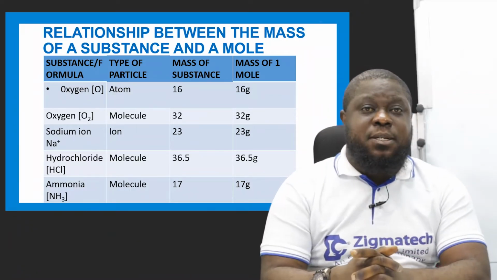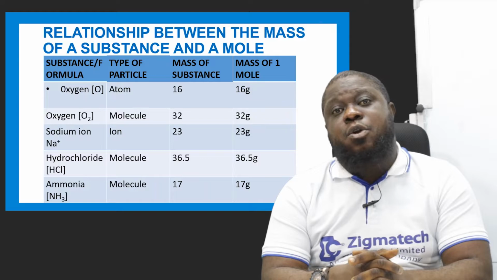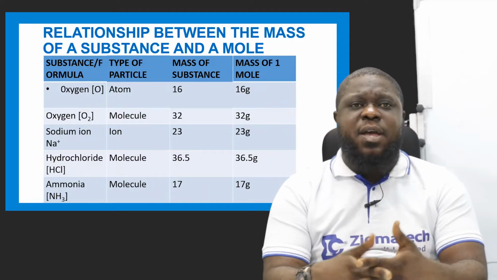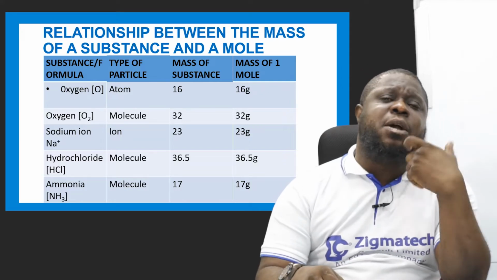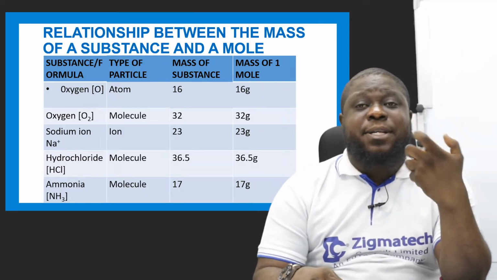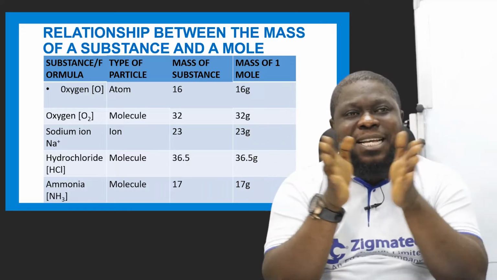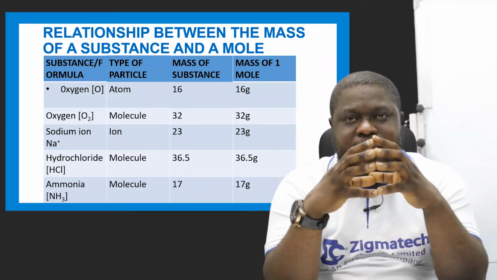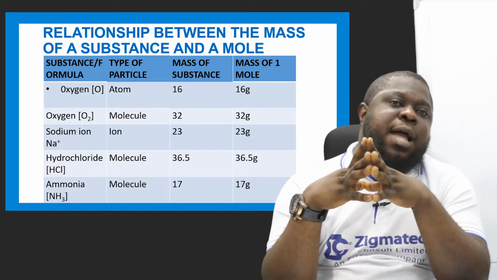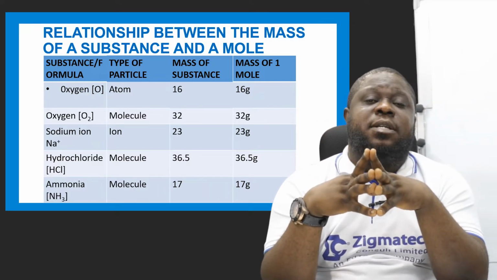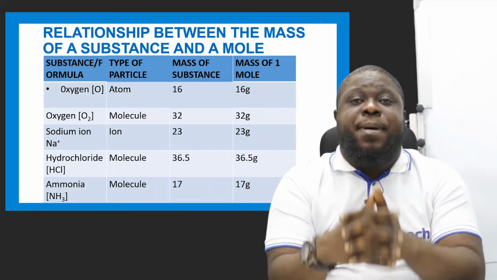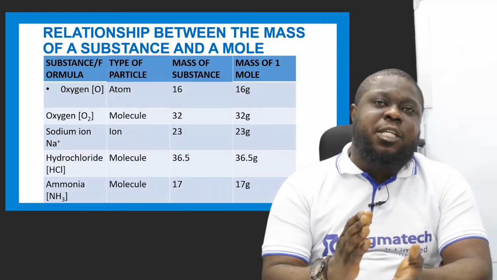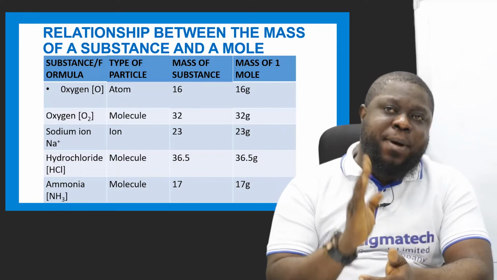Now hydrochloric acid, or hydrogen chloride, is a molecule of 36.5. That's the mass number. Why is it 36.5? Hydrochloric acid is a compound. So for you to get the mass of a compound, you must add the masses of the elements that make up the compound. If you check, hydrogen has a mass number of 1 and chlorine has a mass number of 35.5. Adding them together gives us 36.5. And this 36.5 as the mass number is still the mass of 1 mole.